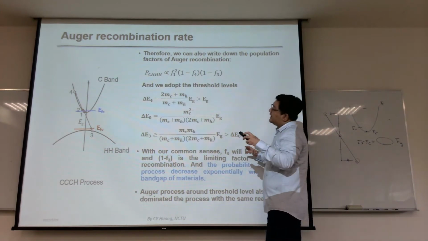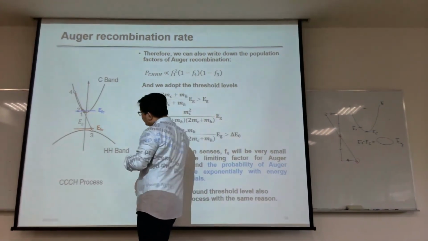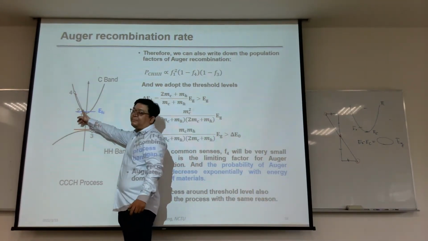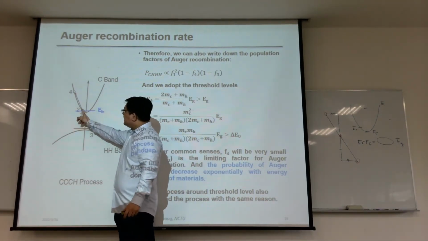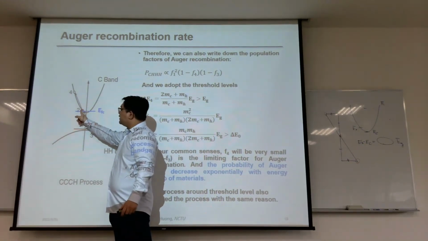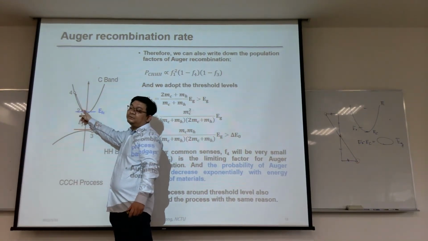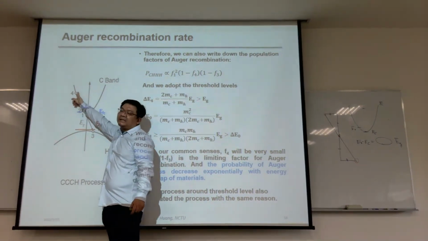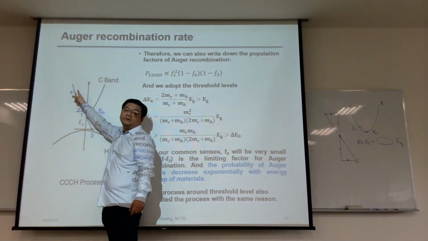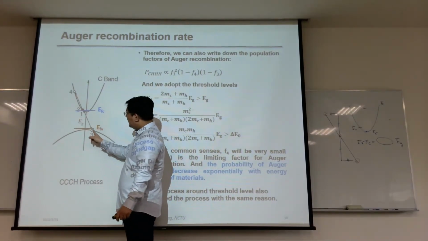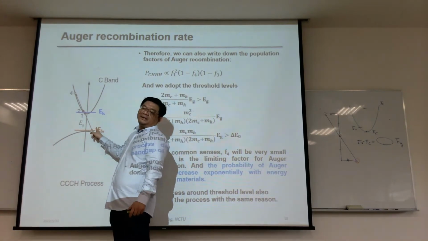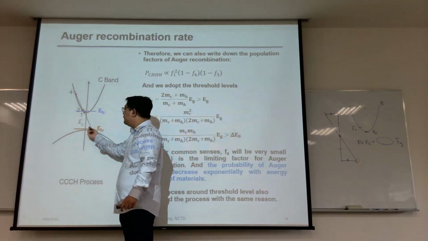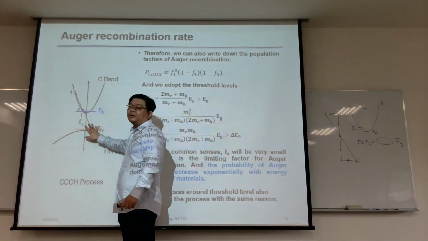Okay, so let's take the CCCH process. I think this will happen only when, first, there are electrons occupied at the energy E0. Second, the hole is not occupied at energy E4. Third, the electron is not occupied at energy E3. But if there is no hole, for example, if there is no field, the electron has nowhere to go, so this process is not going to happen.